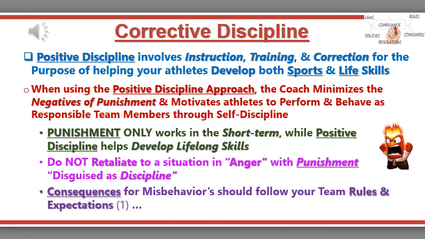So remember, misbehavior should lead to a consequence, though. So consequences for misbehavior, they need to follow your team rules and expectations. Don't make punishment seem punitive. Follow those team rules that more than likely, especially as you escalate the age of your team, they probably had input in, as well as they understood. They probably signed off on them. So make sure those consequences for misbehavior follow your team rules.